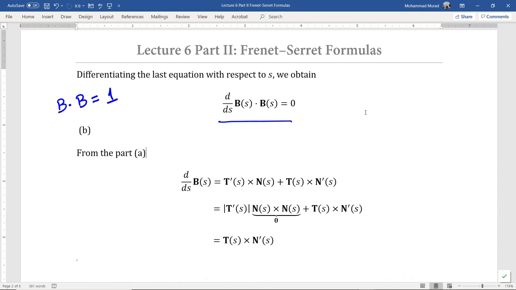Let's see the proof of statement B. Since the binormal vector is the cross product of the unit tangent and the unit normal vector, now differentiating this equation with respect to s, we have dB/ds on the left hand side. And on the right hand side, we apply the product rule of differentiation for the cross product of two vectors, namely T prime cross N plus T cross N prime.